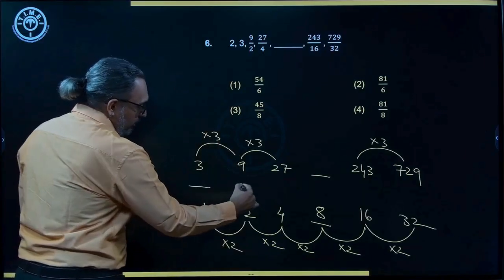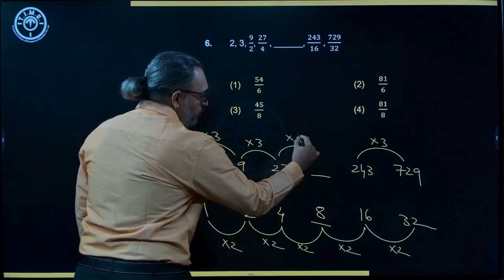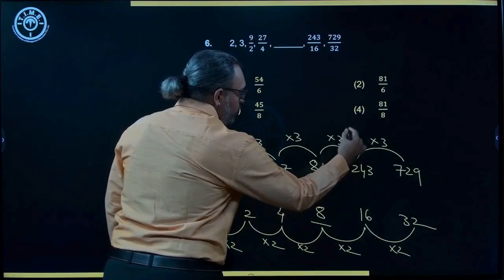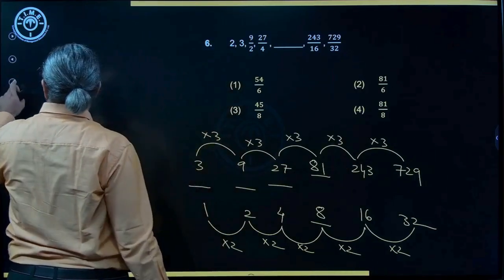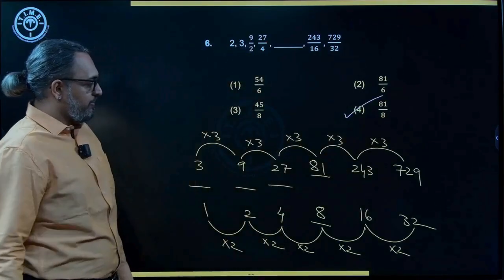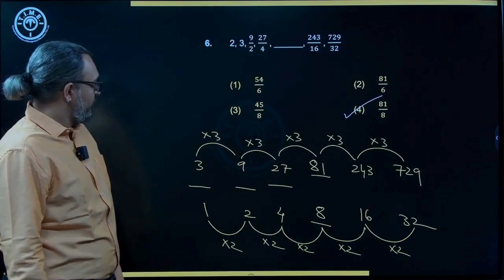So this is 3 by 1, 9 by 2, 27 by 4. So now this is into 3 we do, which is going to be 81. So that 81 into 3. So basically I got my answer. My answer is choice 4, 81 by 8. Correct?